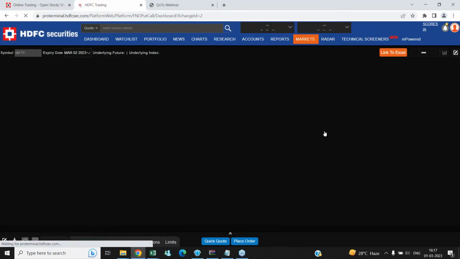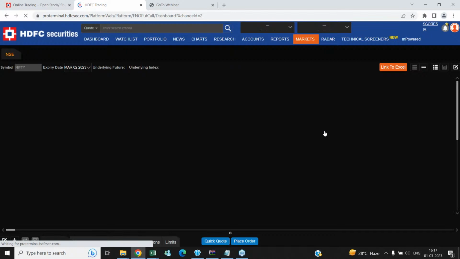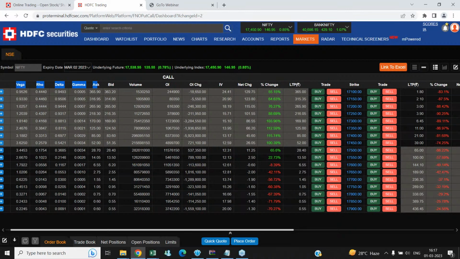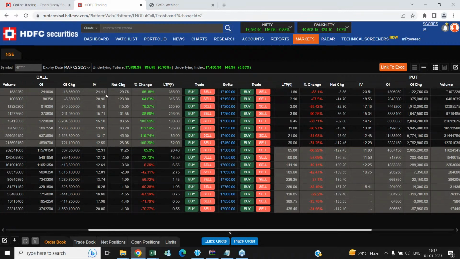So if you go to the option chain, you can see the implied volatility. You can also check delta, gamma, theta, vega, various Greeks of the particular strikes, and also IVs. But yeah, HV and IVP are not available.